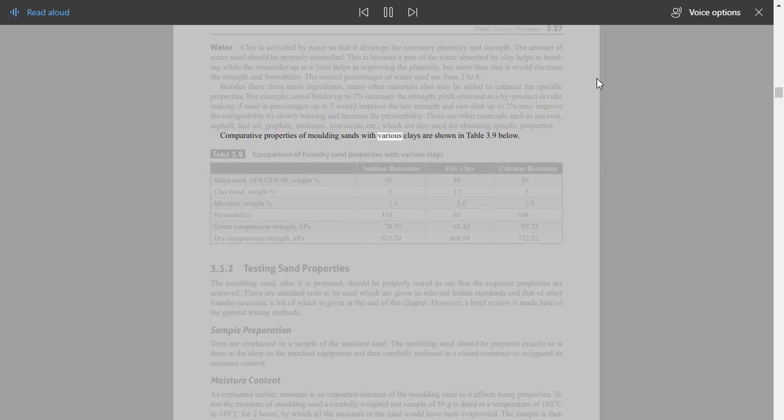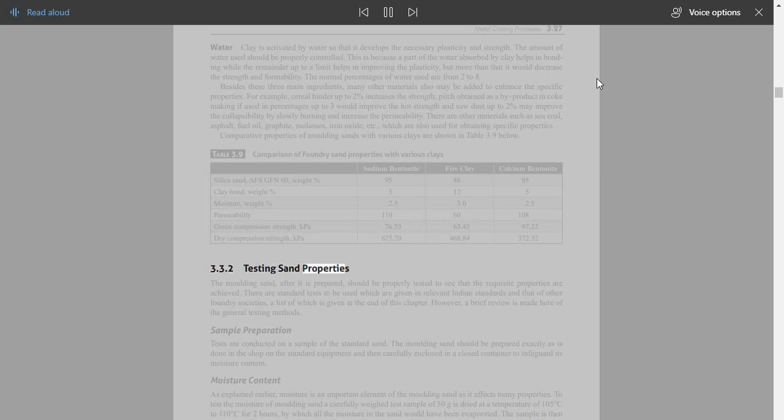Comparative properties of molding sands with various clays are shown in Table 3.9 below. Table 3.9: Comparison of foundry sand properties with various clays. Sodium bentonite, fire clay, calcium bentonite. Silica sand, AFS GFN 60, weight percent: 95, 88, 95. Clay bond, weight percent: 5, 12, 5. Moisture, weight percent: 2.5, 3.0, 2.5. Permeability: 110, 6, 108. Green compression strength, kPa: 76.5, 363.43, 97.22. Dry compression strength, kPa: 675.70, 468.84, 372.32.